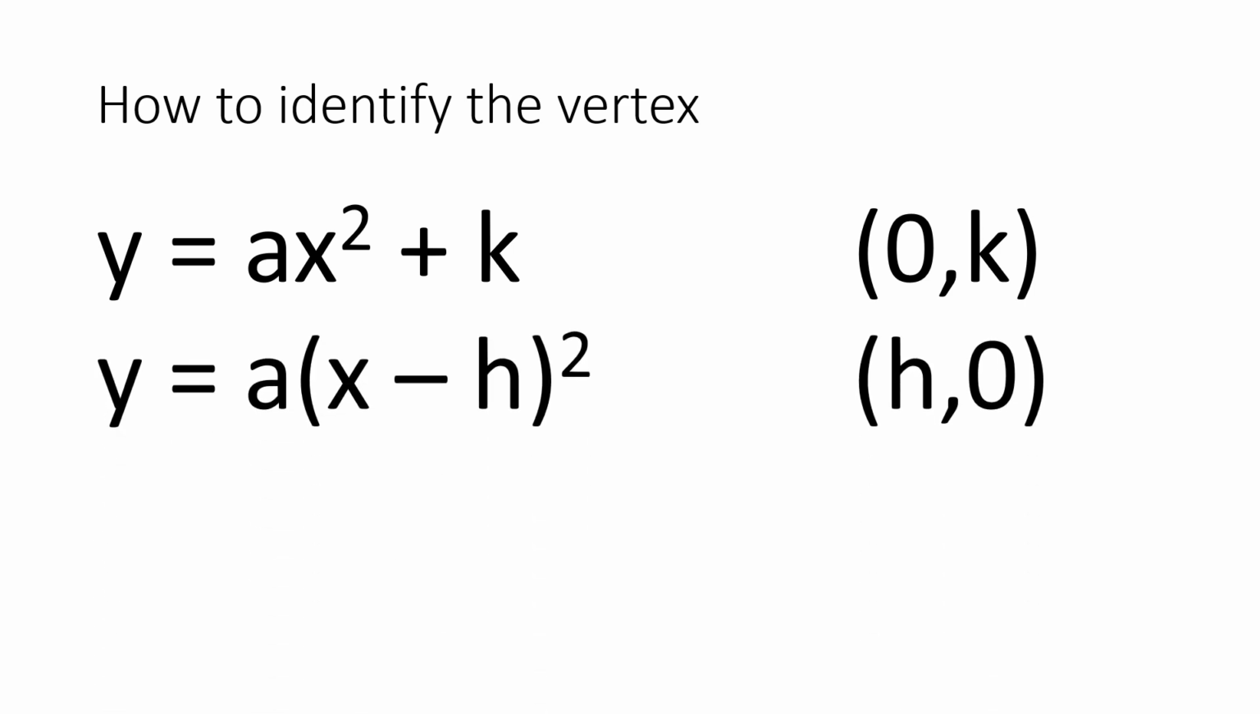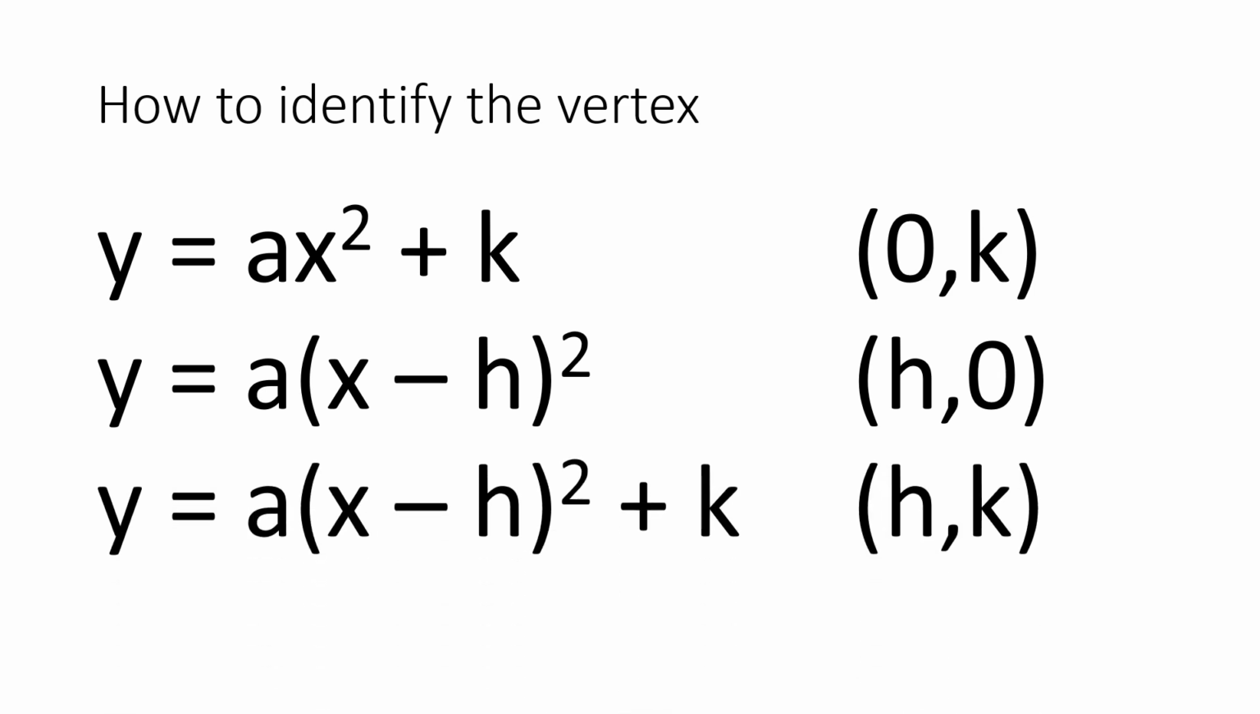But if it's in the form y equals a quantity x minus h squared, you don't have any value of k, your vertex is at h, 0. So you're going to change the sign of your h. It's minus h, so it becomes positive h, and you don't have k, so that is 0. But if it's in the form y equals a quantity x minus h squared plus k, your vertex is at h, k. So we're just going to get the values of your x and y through the h and the k.